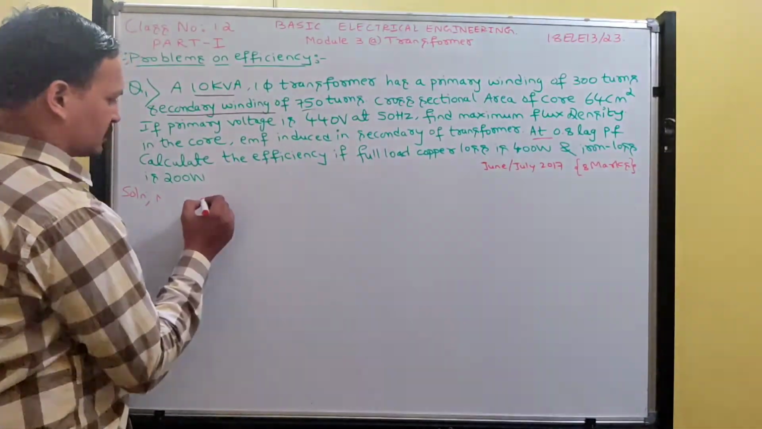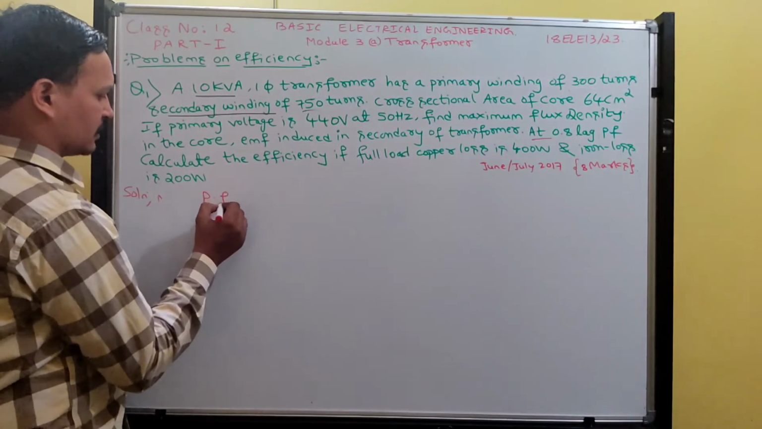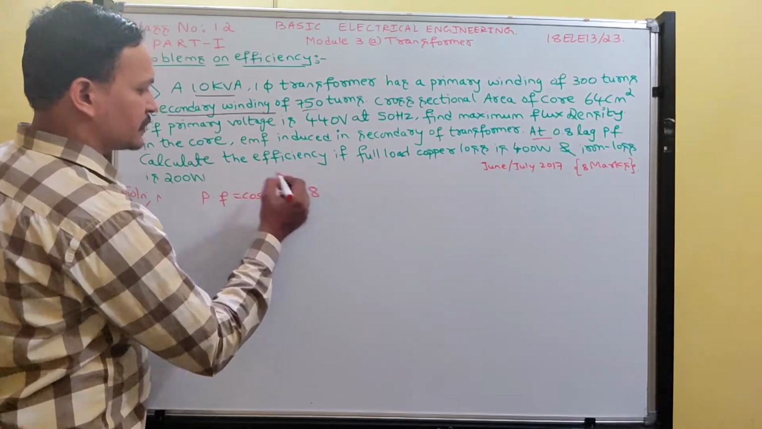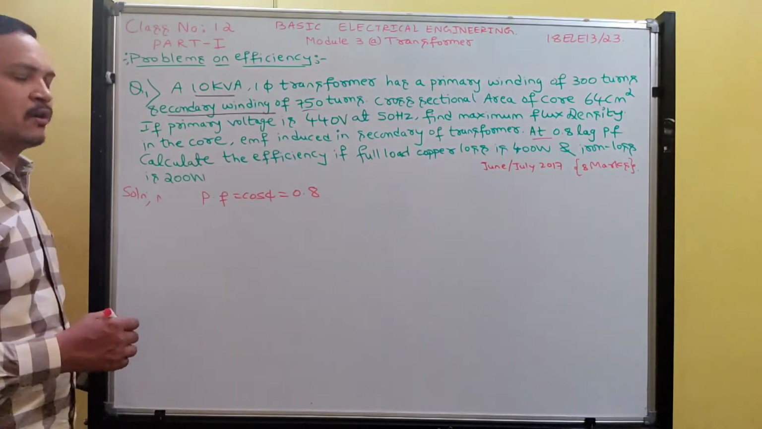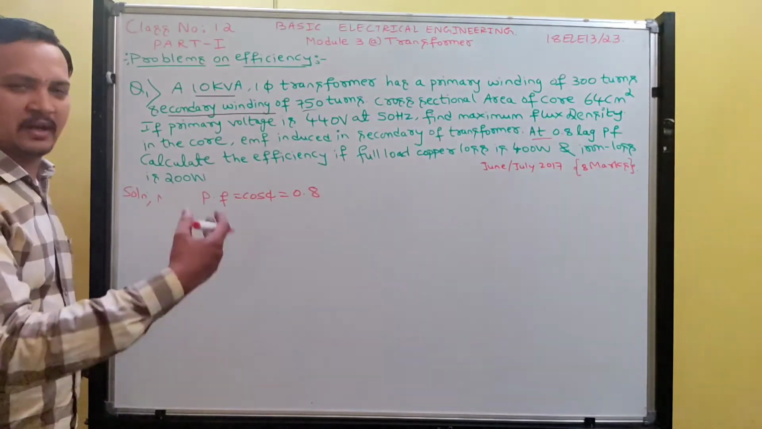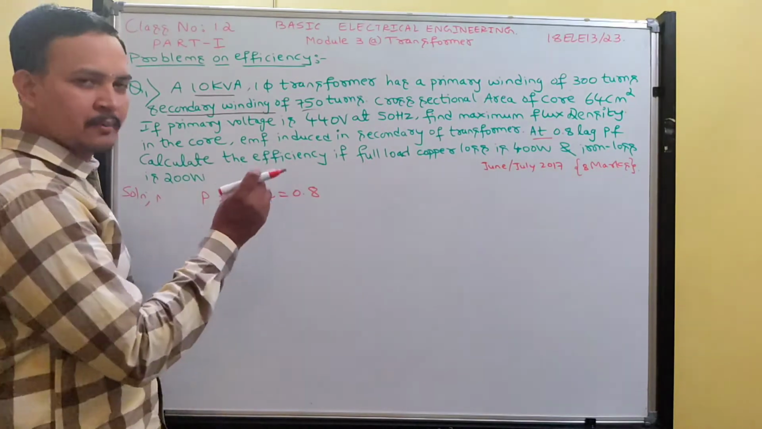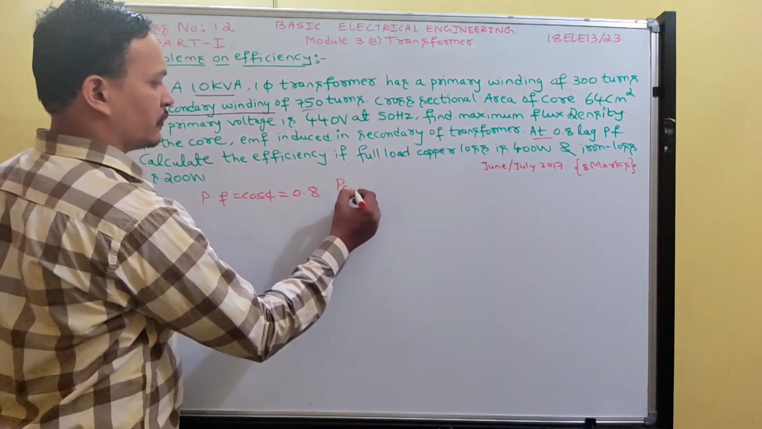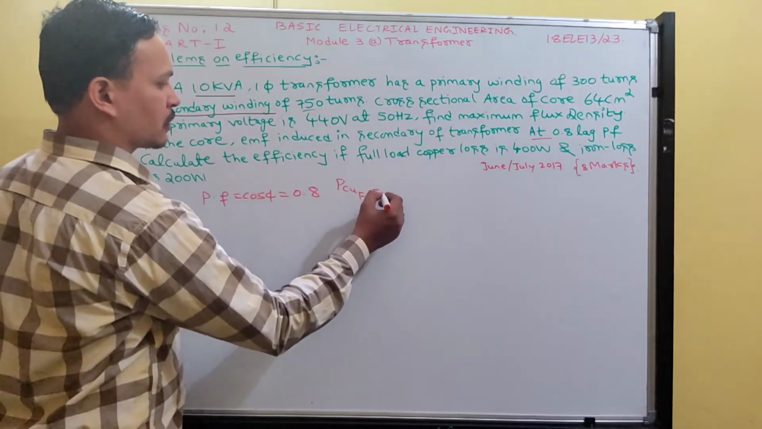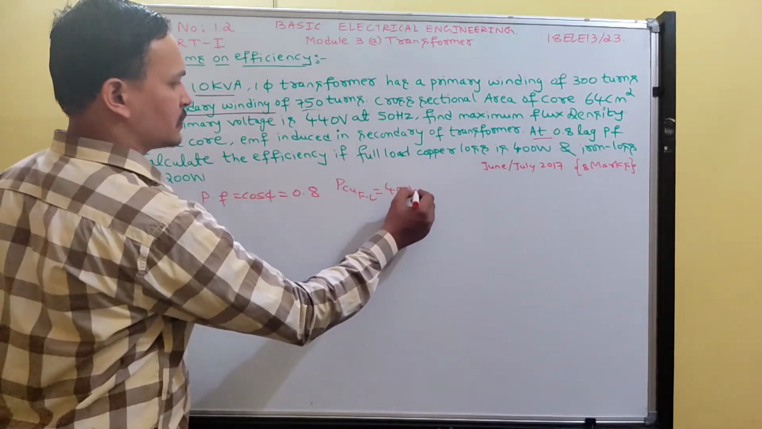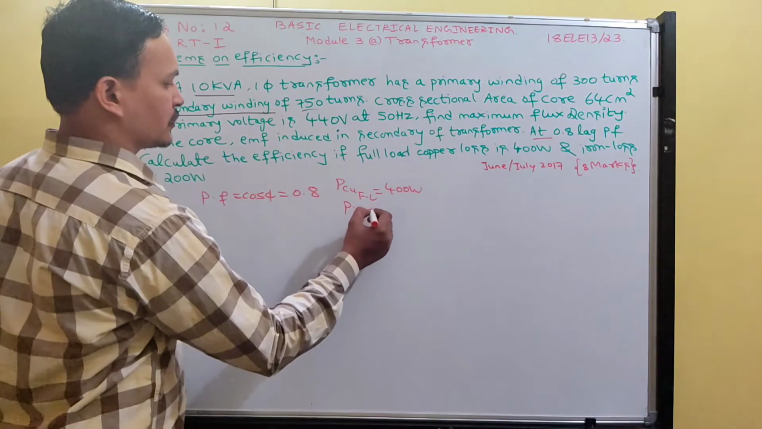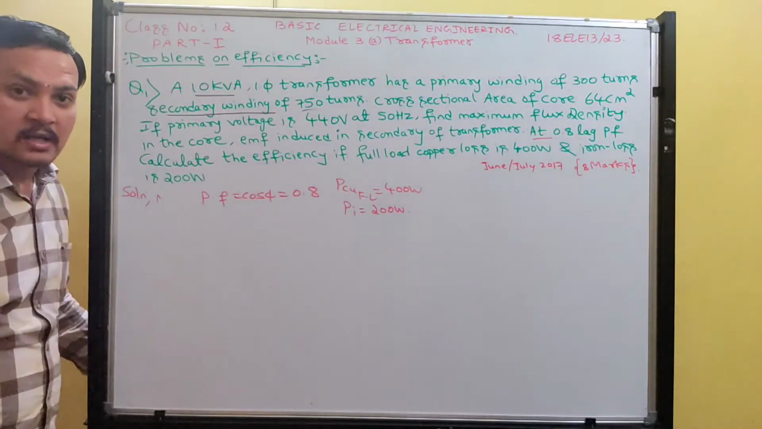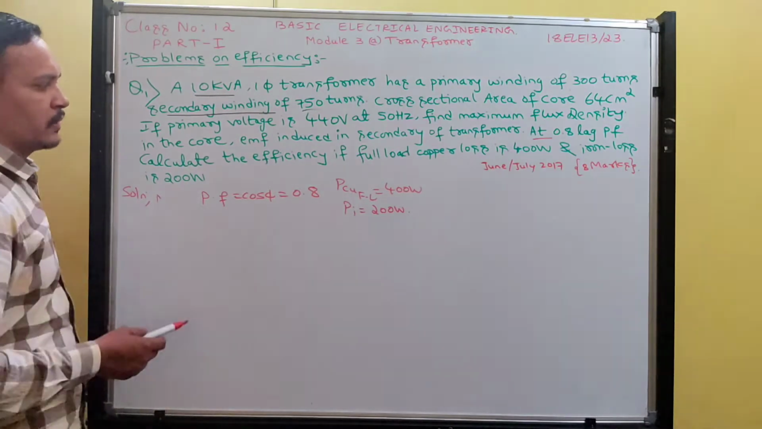What is power factor? Power factor is nothing but cos phi. What is cos phi? 0.8. Lagging or leading, we need not worry. Power factor is cos phi, and the cos phi value given is 0.8. And the given copper loss, the full load copper loss, is 400 watts, and the given iron loss is 200 watts.